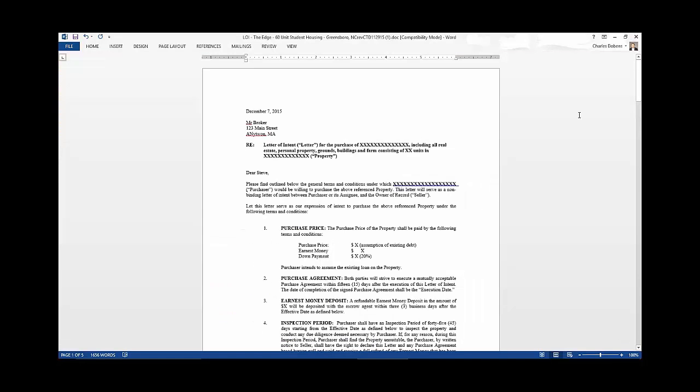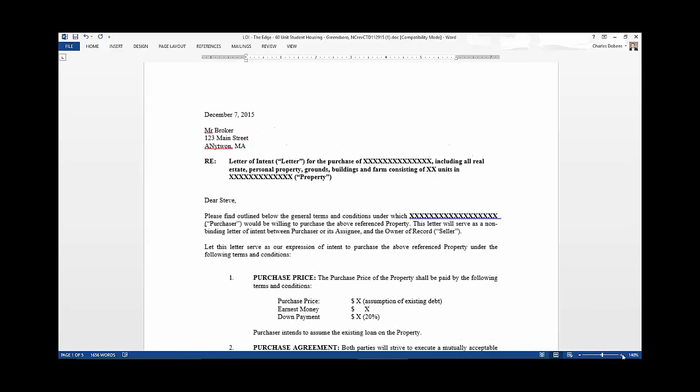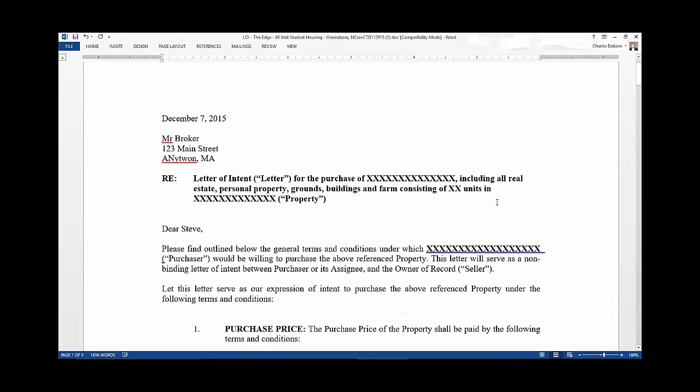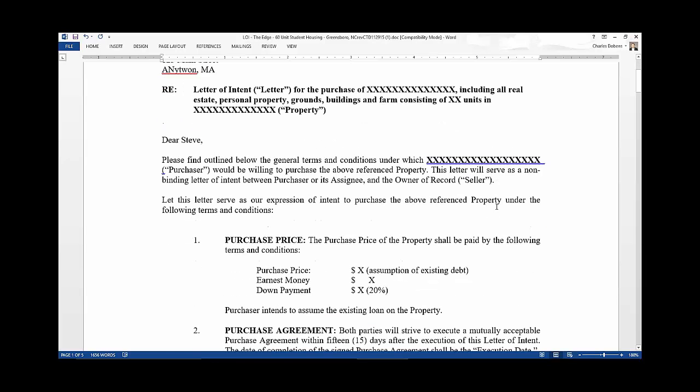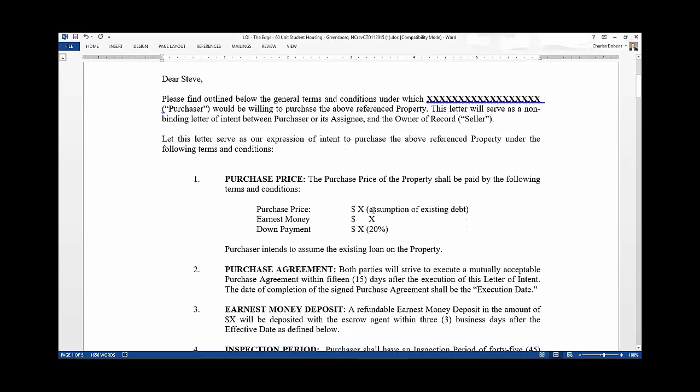But let me just walk you through a couple of things here on the LOI. So here's the LOI that you would use, and I'll post this up to the site as well. You're going to put in here that the assumption takes into consideration the existing debt, and then you're going to put in the down payment. And it's obviously what you're going to try to do. And we put 20% in here, and here's why.